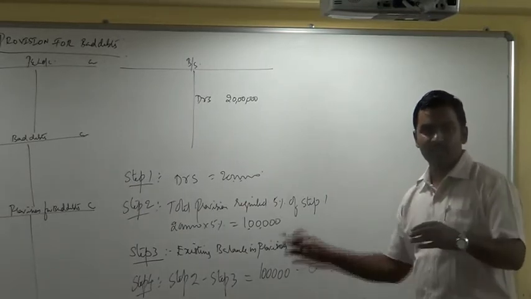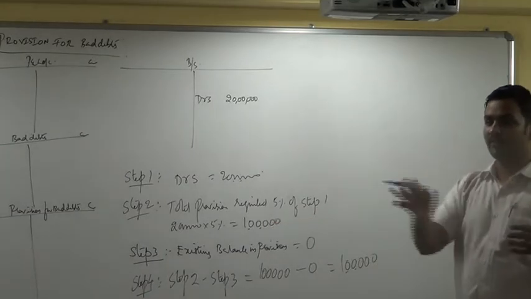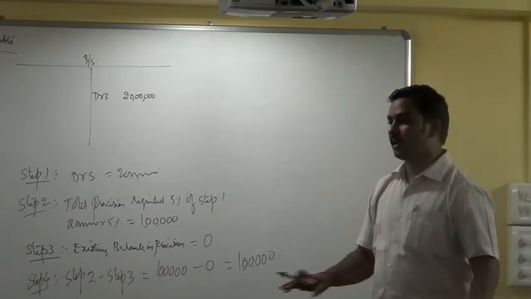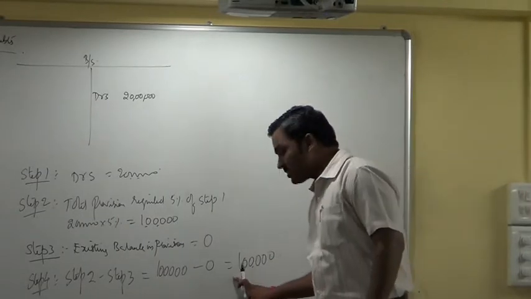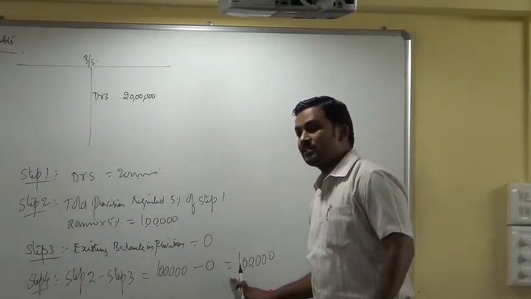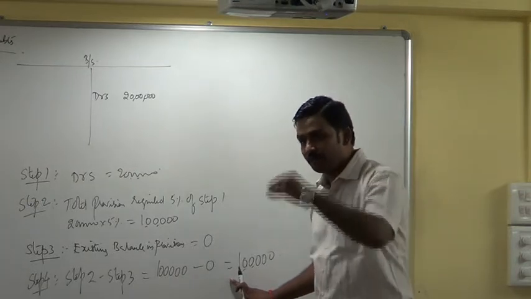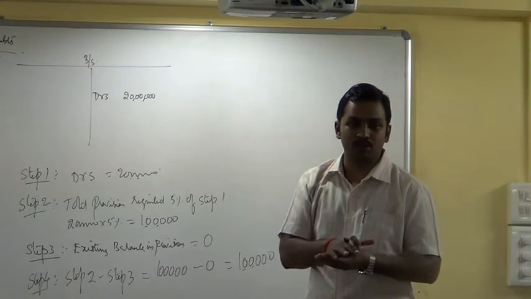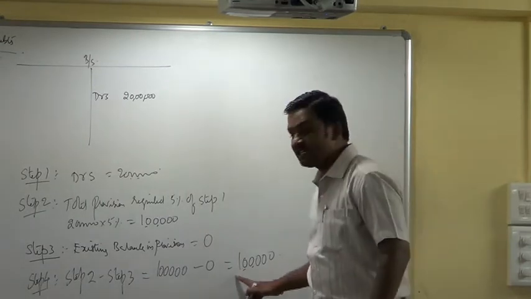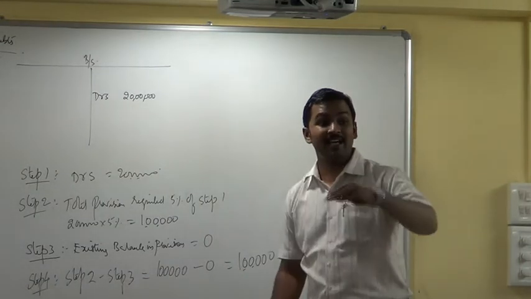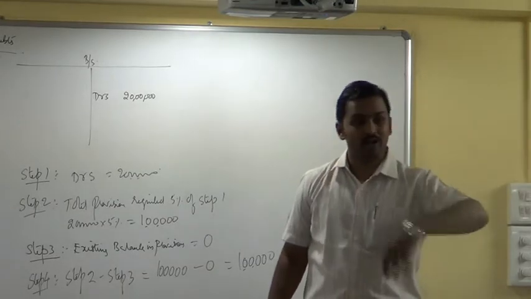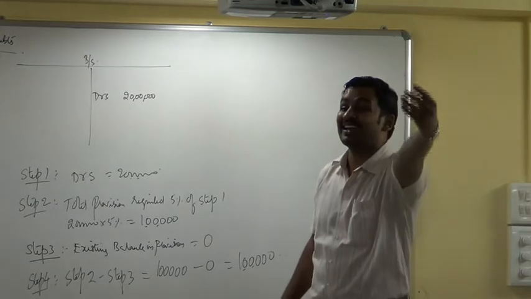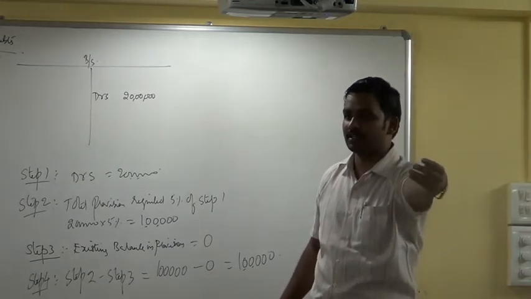To fill up the shortage, you have to debit the profit and loss account and credit the provision for bad debts account. Is it clear? If the answer for step 4 is positive, that means there is a shortfall in provision, so P&L account should be debited and provision for bad debts account should be credited. If the answer is negative, that means there is an excess provision, more than what is required. In such case, that excess provision should be credited to the profit and loss account.